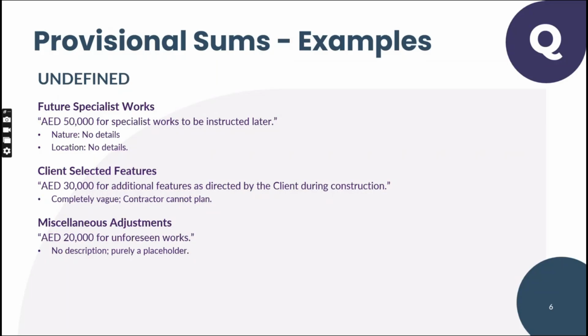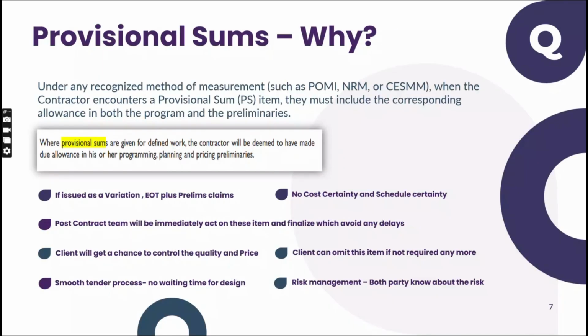Okay. So contractor, you will not be seeing this item. Consultant and client, you will be seeing this item. Now you know about proportional sum items. Now you know why you need a proportional sum item. Now you know defined proportional sum items and undefined items. Now we know some examples also. But let us look into why we need proportional sum items.